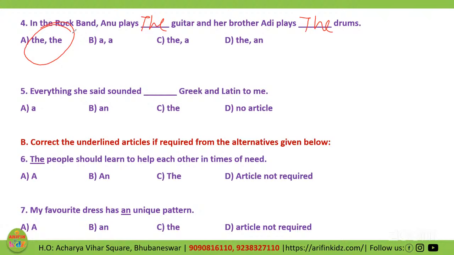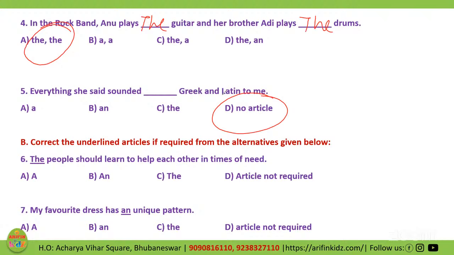Yes, everyone. Yes, very good. Tough question. Everyone said it sounded like the Greek and Latin. It does not require any article, right? So 5 is D. Greek and Latin to me. Right. Yes, very good. Superb. No article is needed. Very good.